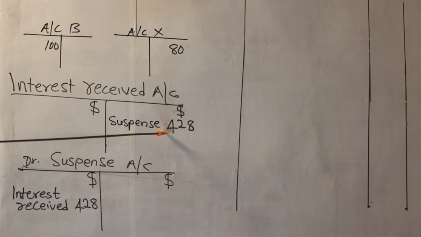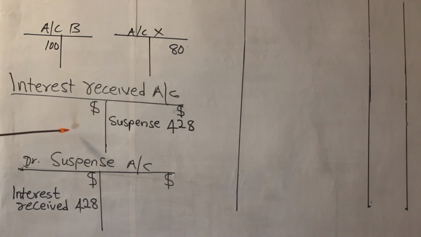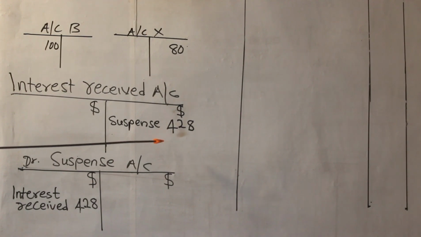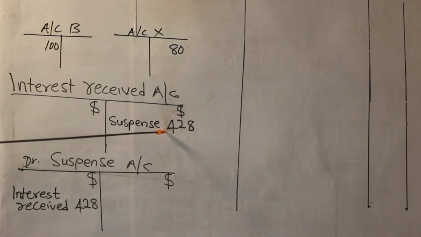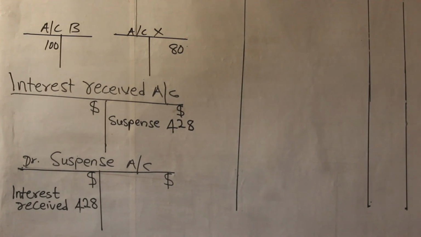Since this error resulted in an increase on the debit side of the suspense account and also resulted in a decrease in the credit side of the suspense account. We now go to the suspense account and debit 428, and at the same time we make our journal entries by debiting the suspense account with $428 and crediting the interest received account with $428. This is what you are supposed to know.